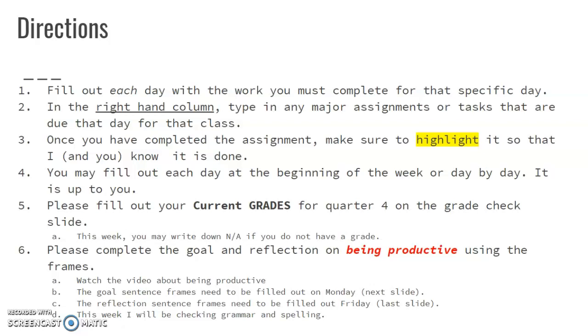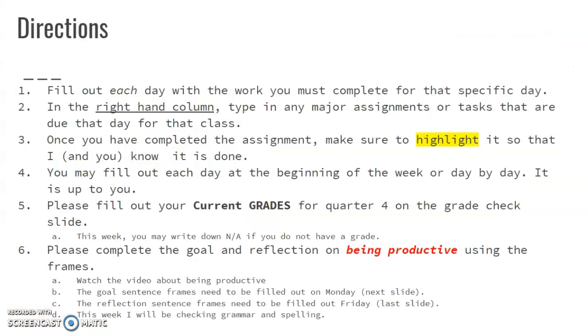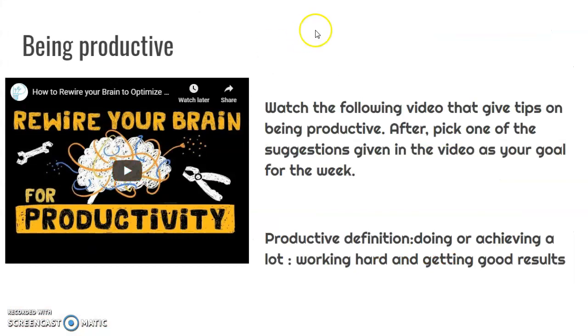And then the other change this week for step 6 is that your goal is going to be about being productive. And if you notice where it says part A, there is a video that will discuss that, which I'll show you very shortly. So the video is actually here, and it says, watch the following video that gives you tips on being productive. After, pick one of the suggestions given in the video as your goal for the week. And that gives you the definition of productive right there.